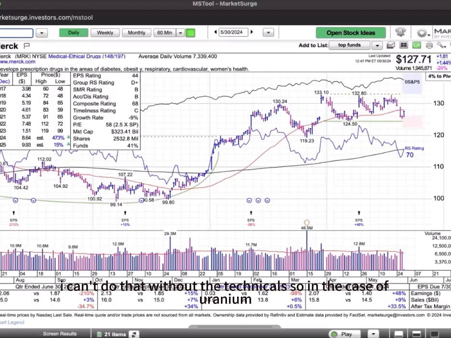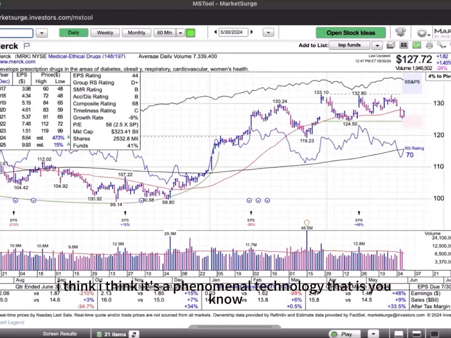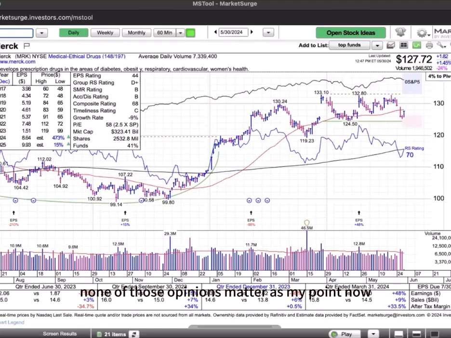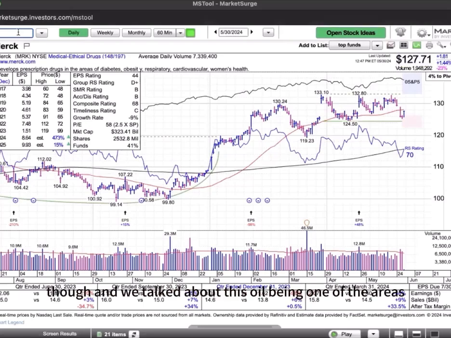So in the case of uranium, I think we should be powering our entire country on uranium if it were up to me. It's not up to me, in case you were wondering. I think it's a phenomenal technology, but none of those opinions matter, is my point. Now you're making it sort of a statement where I've said my track record in some of the cyclical commodities is not very good. I'll give you an example, and we talked about this, oil being one of the areas. That's FSS, which we can put on breakout alert. I'm going to put that in breakout alert right now.